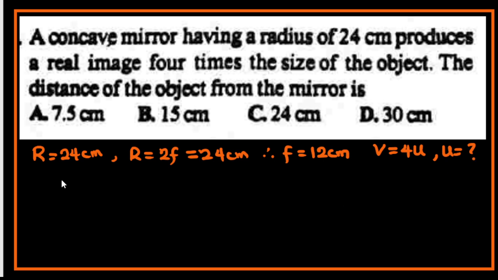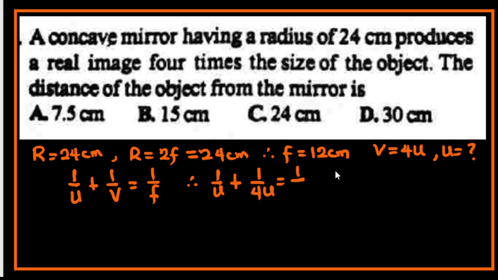You just go ahead and use the mirror formula. 1 over U plus 1 over V equals 1 over F. So in this case, you have 1 over U plus, V is given as 4U, equals 1 over F. Now, is our F going to be positive or negative? It is positive because they made mention of a concave mirror. Alright, so this is going to be 12.